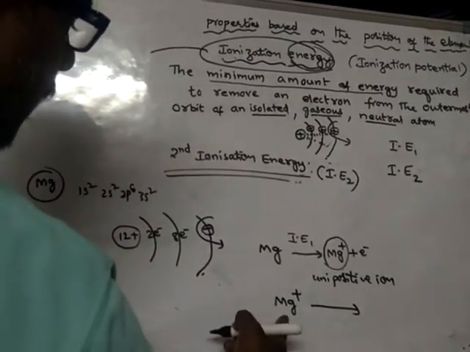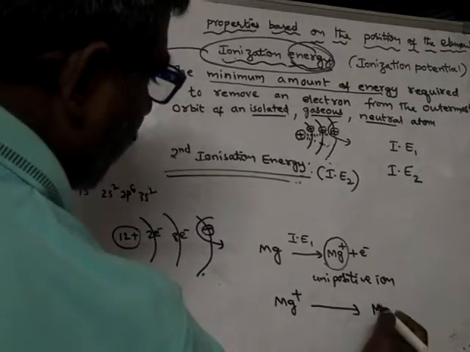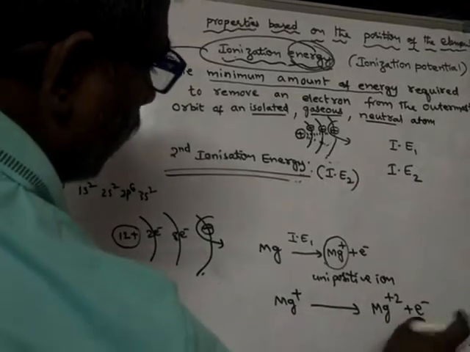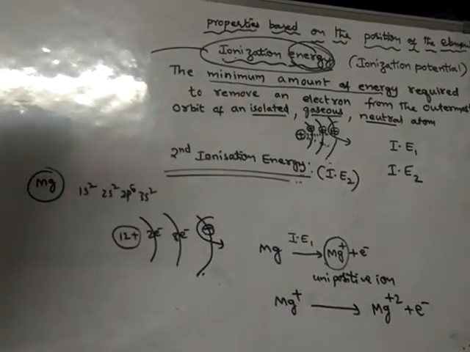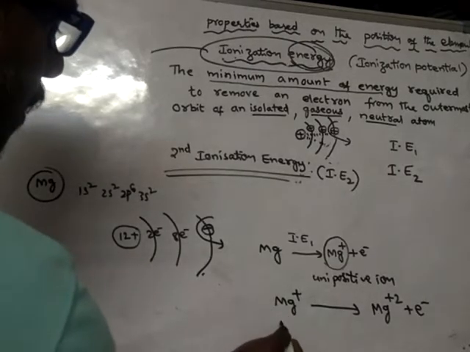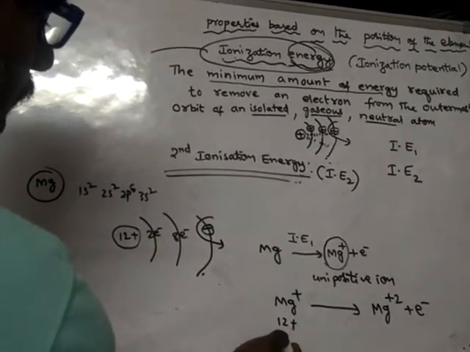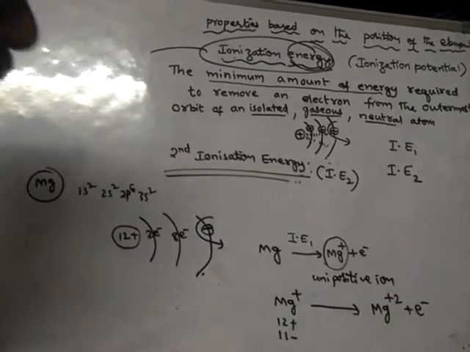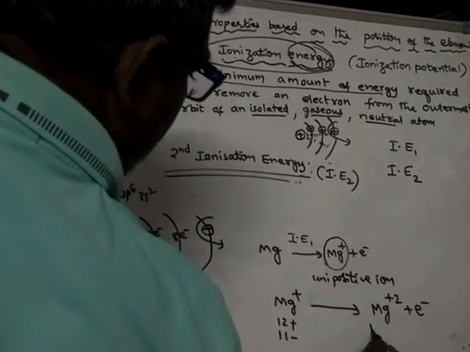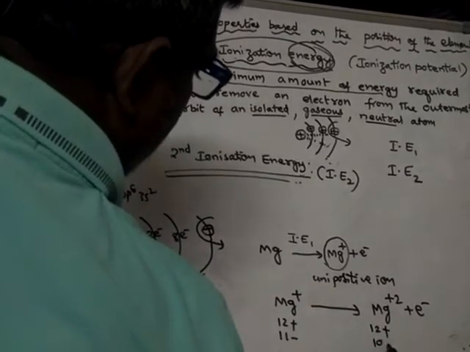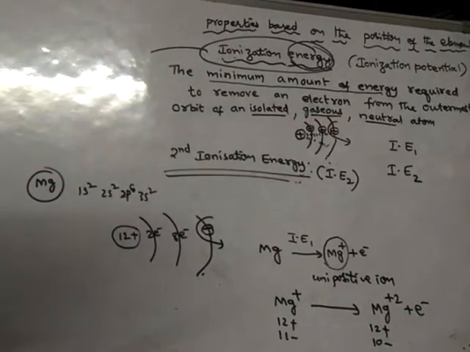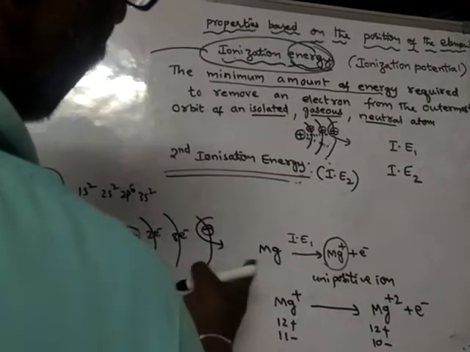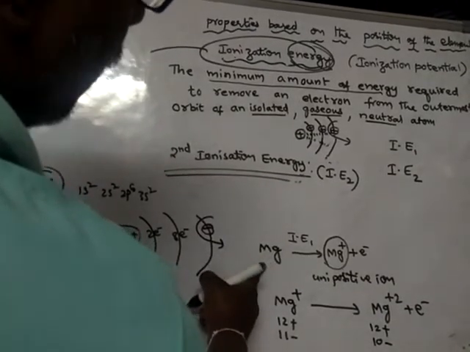If I take one more electron from Mg plus, it will become Mg plus 2, because now Mg plus has 12 positive charges and only 11 negative charges. Even if one more electron is taken out from that atom, 12 positive charges and only 10 negative charges are left over. So altogether 2 electrons were taken out from magnesium.